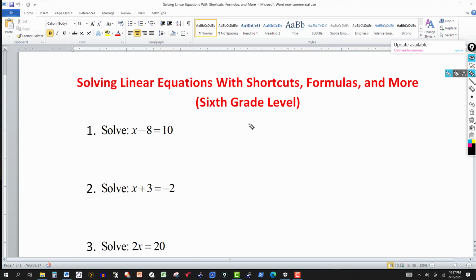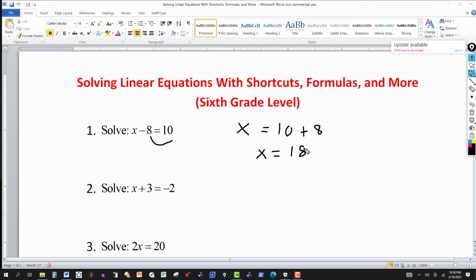So the shortcut is going to be this. We want to isolate the variable. We want all the numbers on one side and all the variables or letters on the other side. So we've got 1x over here, and we've got a minus 8 there. Here's the shortcut: we want the minus 8 on the other side, so just take it over and change the sign. So this becomes x is equal to 10 plus 8, and 10 and 8 is 18.